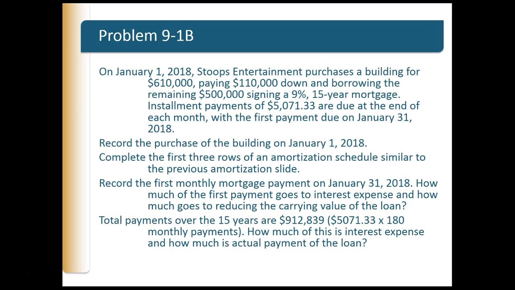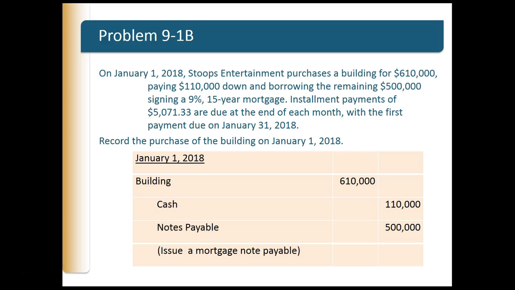So our job is to record the purchase of the building on January 1st, and then we're going to complete 3 rows of the amortization schedule, similar to what you saw on the slide. Record the first monthly mortgage payment, how much goes to interest and how much reduces the balance of the note. And then total payments over the 15 years are $912,839. How much of this is interest and how much is actual payment of the loan?